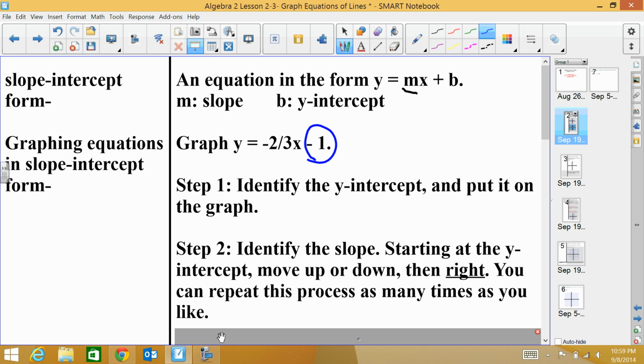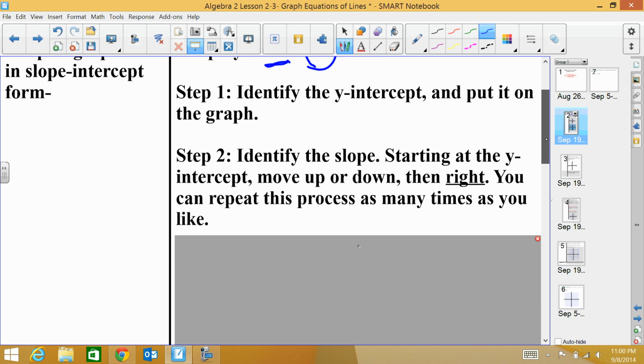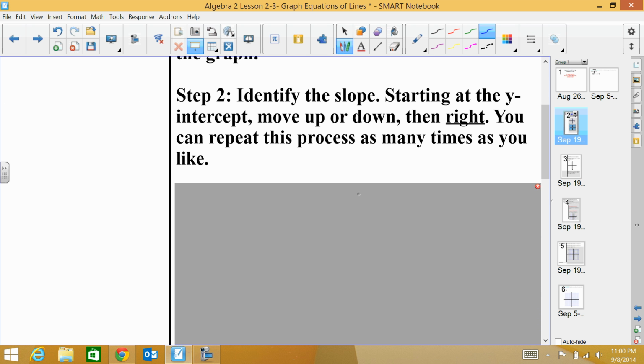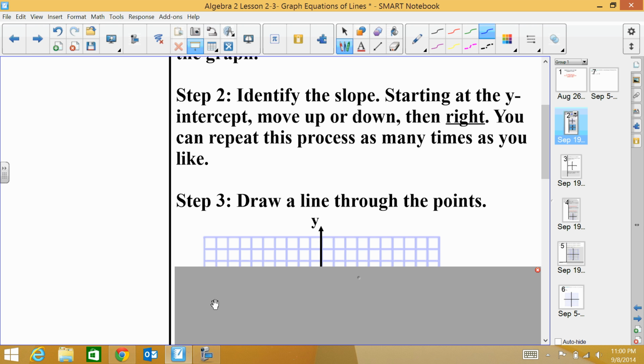Okay, then step 2 is to identify the slope. So if we look at which number is in the place of m, it would be negative 2/3. And then what you do is you'll start at the y-intercept. You'll start at negative 1 on the y-axis, and then you move up or down, depending on if it's positive or negative, and then you move to the right. And then you can repeat the process as many times as you want to make your points. And then you're just going to draw a line.